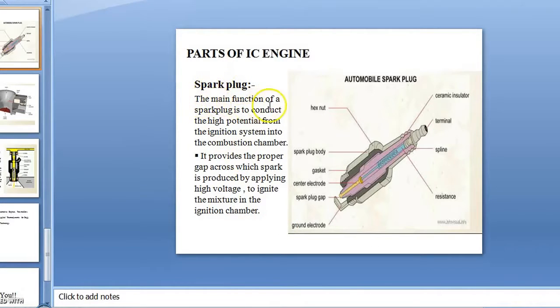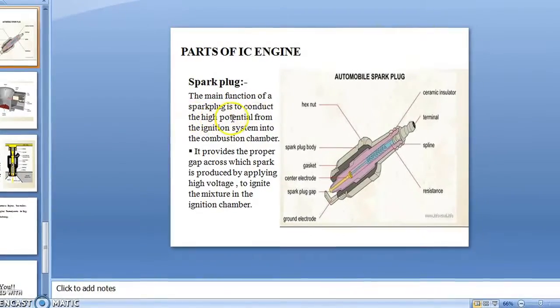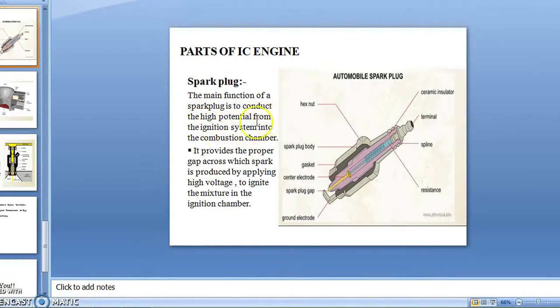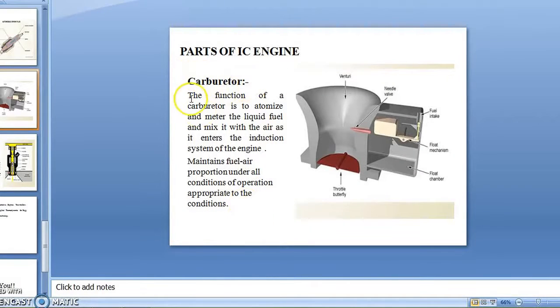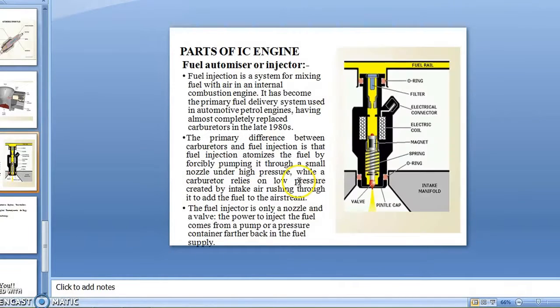Spark plug. The main function of the spark plug is to conduct the high potential from the ignition system into the combustion chamber. It provides the proper gap across which a spark is produced by applying high voltage to ignite the mixture in the combustion chamber. Next part is carburetor. The function of the carburetor is to atomize and meter the liquid fuel and mix it with the air as it enters the induction system of the engine. It maintains fuel-air proportion under all conditions of operation appropriate to the condition.